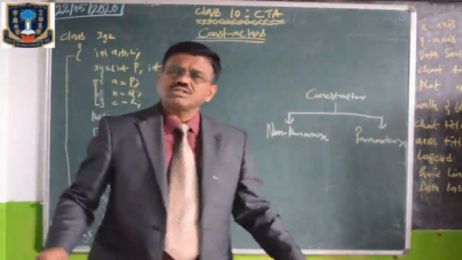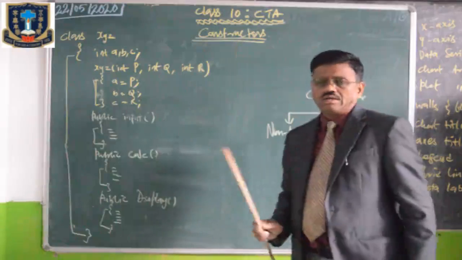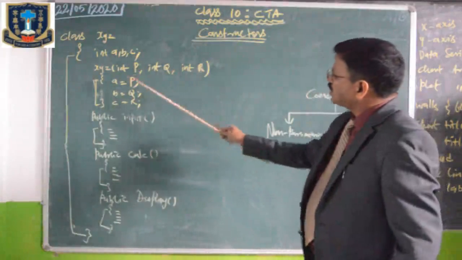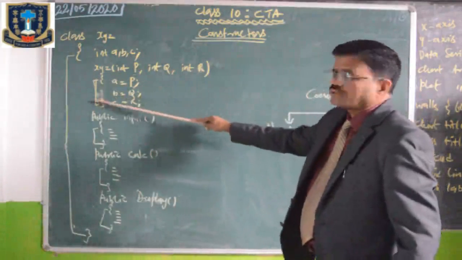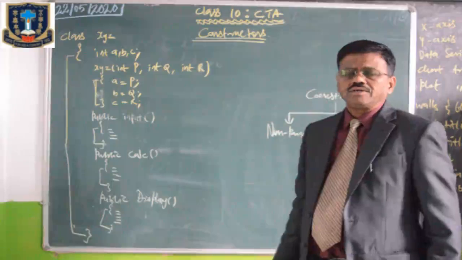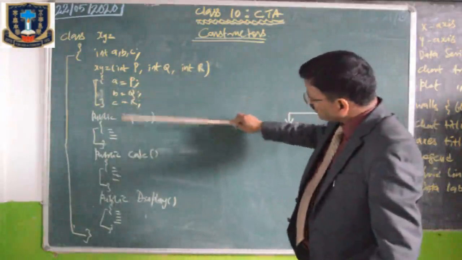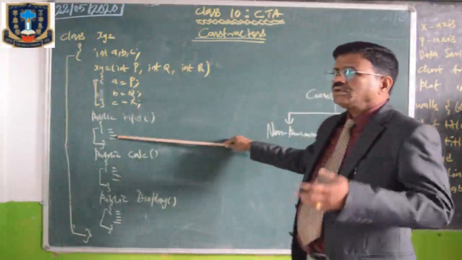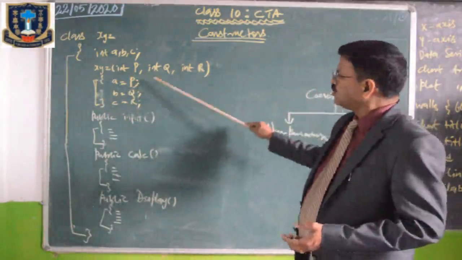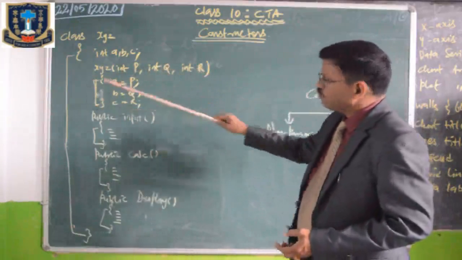Please note, boys and girls, there are three variables: P, Q and R. P, Q and R can be used within this scope because they are method variables. Beyond this, if I use P, Q, R, you cannot access them. I need to use P, Q, R only within this scope, right?